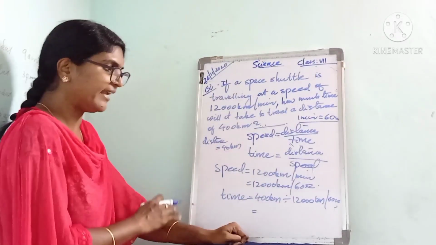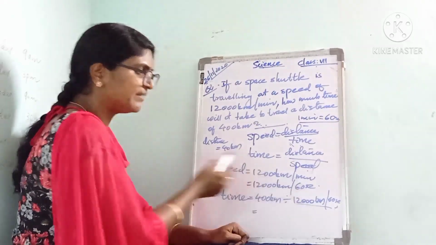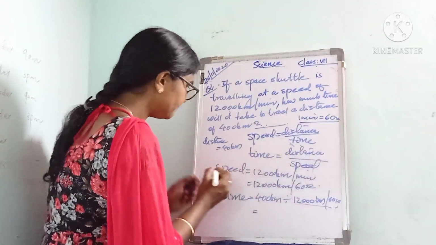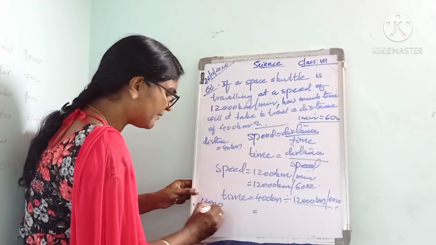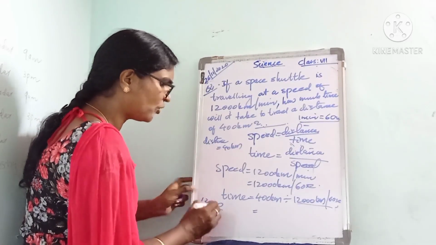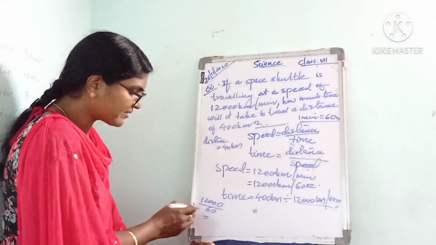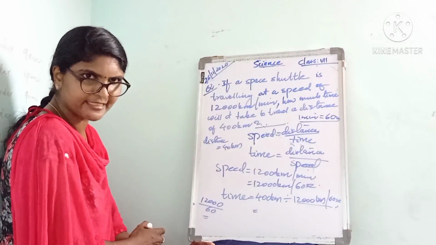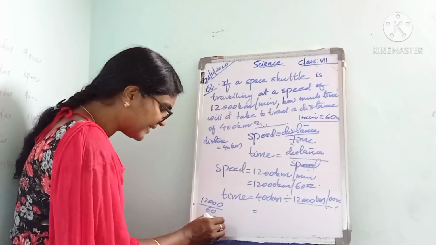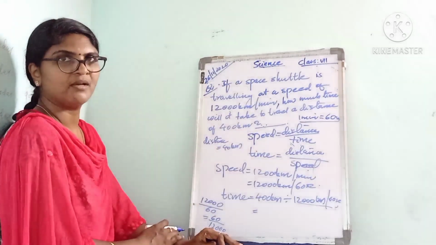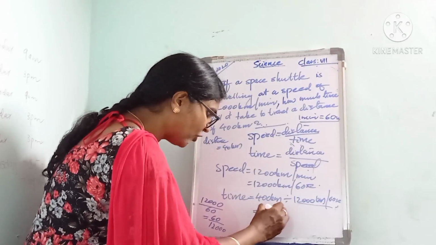Instead of dividing this, we can actually take the reciprocal of this. Here we have actually what? 12,000 divided by 60. What is its reciprocal? Actually it is 60 divided by 12,000. This is the reciprocal. So this equation can be written as 400 kilometer.